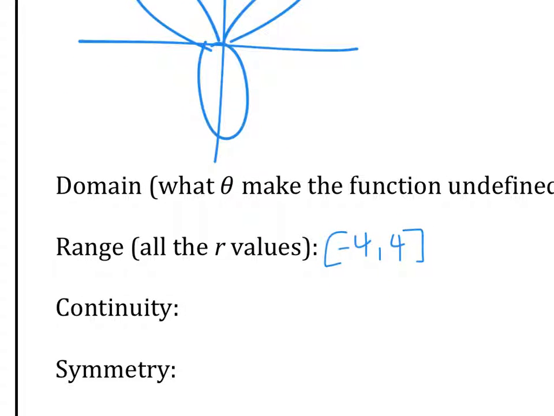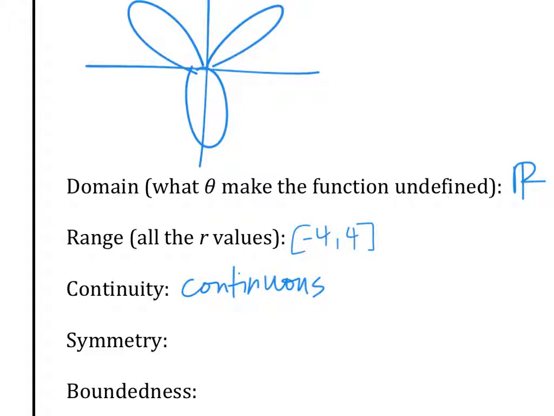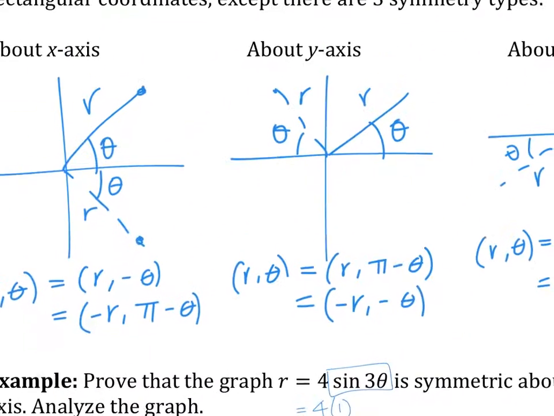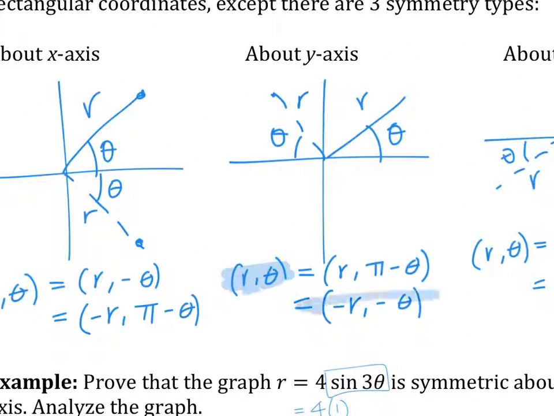Continuity. What is the continuity? Continuous. Yes. Symmetry. Looking at this graph, what do you guys think? What kind of symmetry? We just did that: x-axis, y-axis, or origin. There's no even and odd for polar. Y-axis? Yeah, it is y-axis, but we need a proof. Okay, so y-axis. Looking back at your notes, for y-axis we're going to use this part.